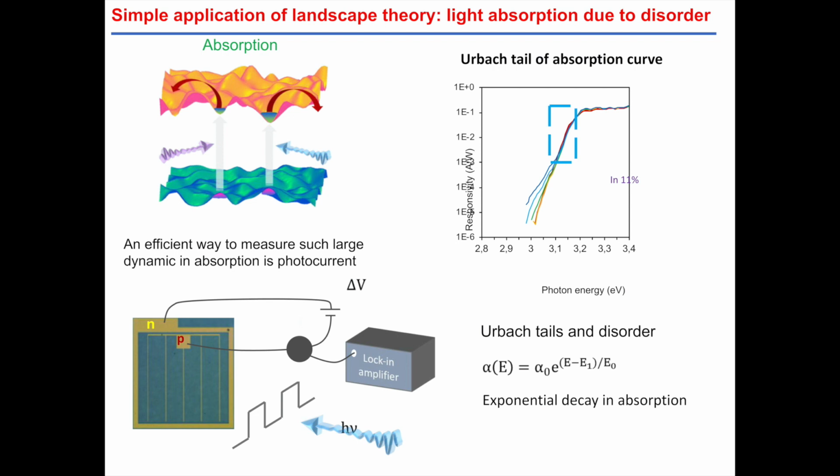The Urbach tail of absorption coefficients is a huge topic in semiconductor systems. Of course, one of the reasons that you can have absorption below the band gap is thermal excitations, but here it's due to the disorder, to the alloy disorder, because we have those local fluctuations of energies. So we can measure this by doing a conductivity measurement, a photoconductivity measurement.